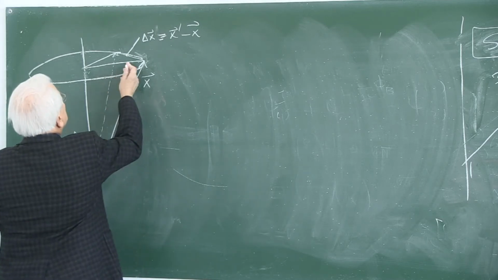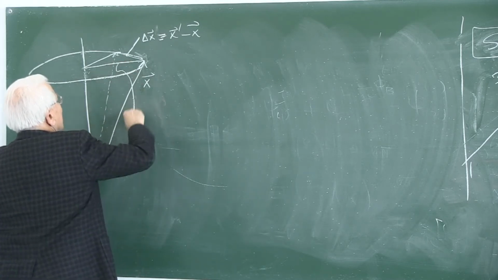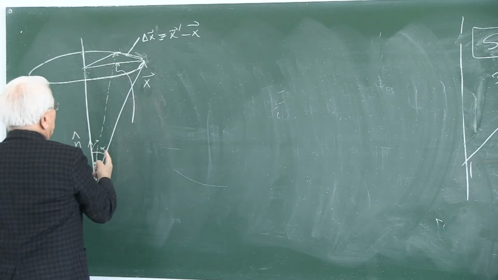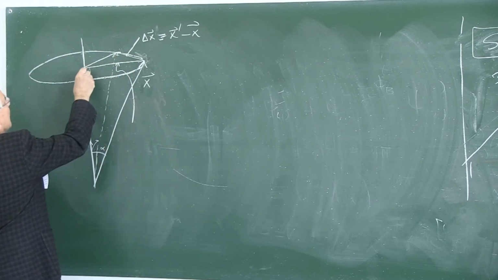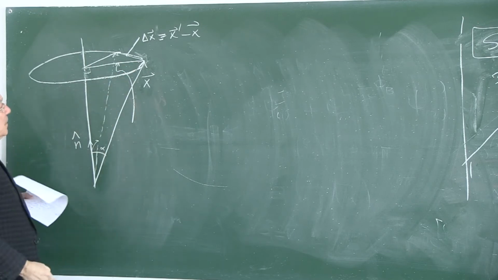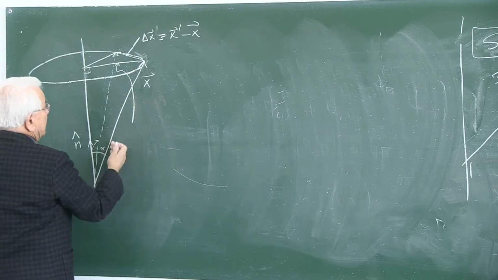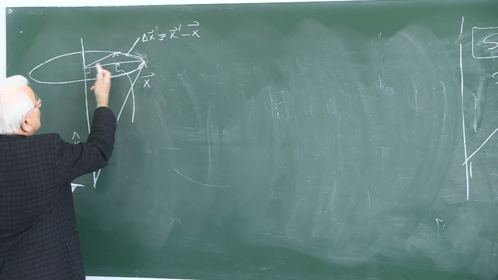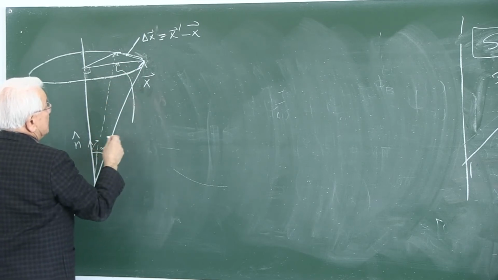So what is this distance? Let me look at this triangle, and this is the length x. So this length is x times sine alpha, right?